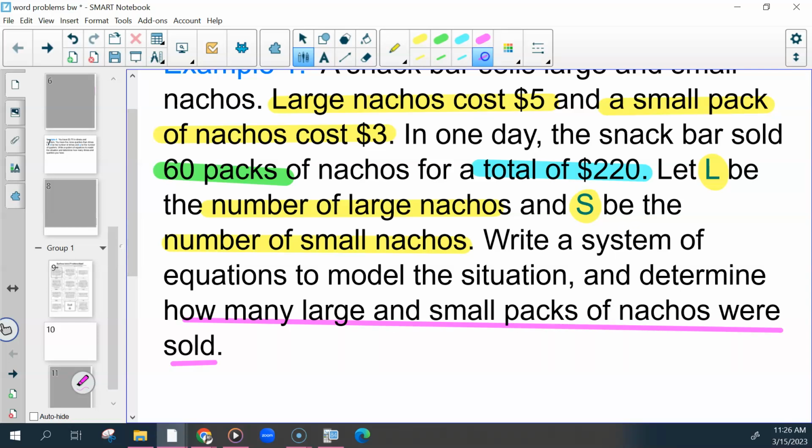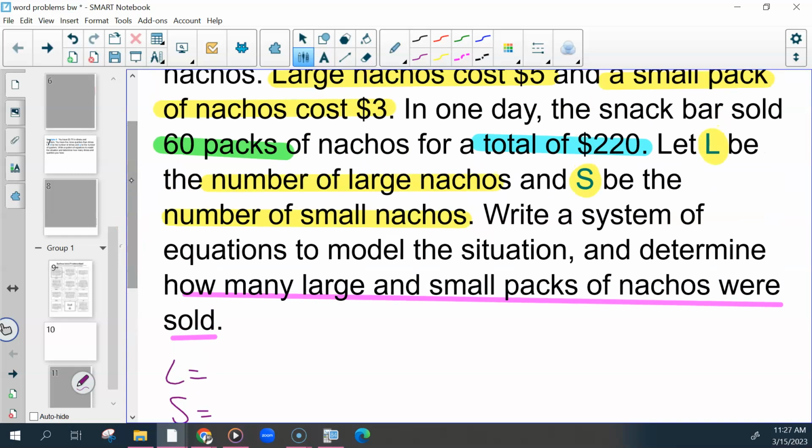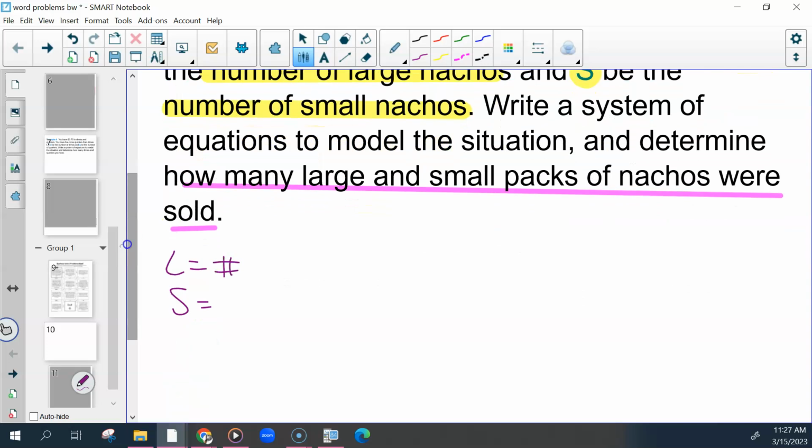So we have a bunch of important information going on, and we already have variables that are defined, but we're going to get in the habit of defining variables, setting up our equations, and then solving. Even though they already defined our variables, sometimes you won't have that, so defining them first will help you. If they didn't already define them, we would look at the question to help us define them. But they tell us that L is the number of large nachos, and S is the number of small nachos.